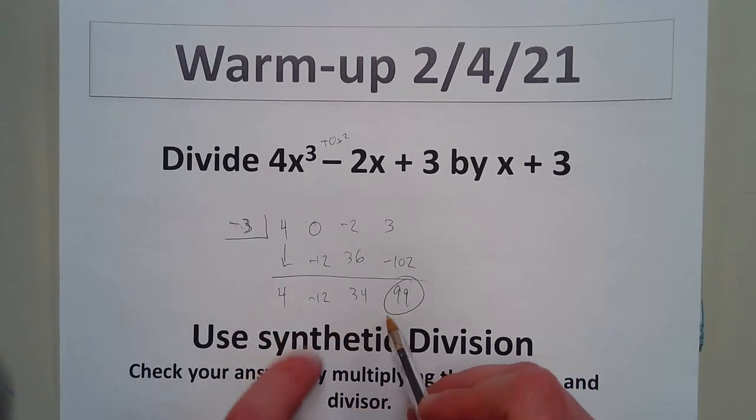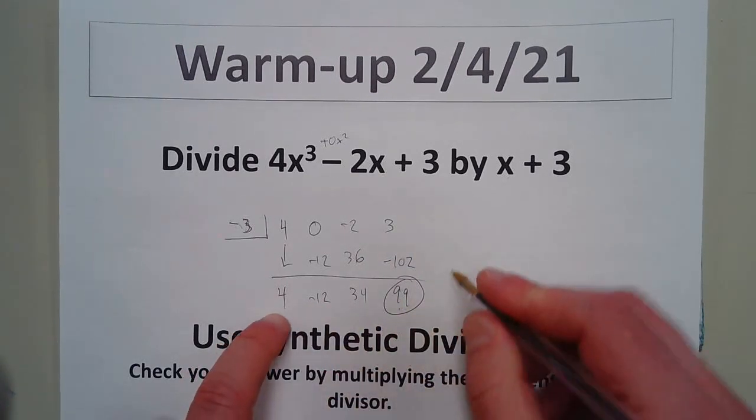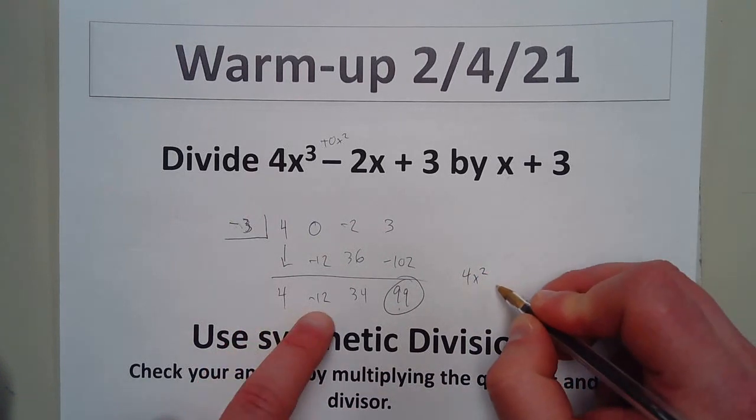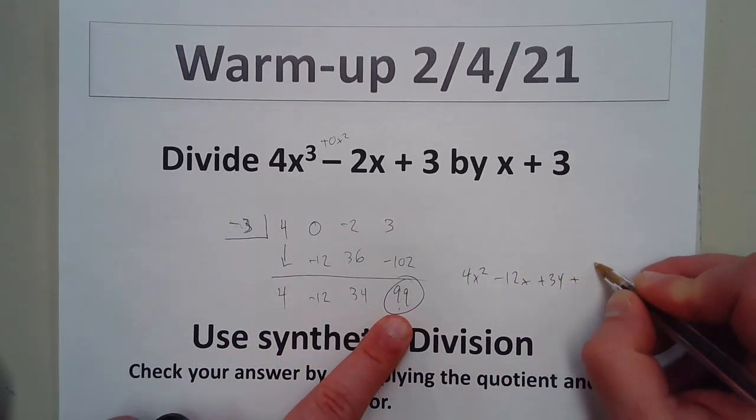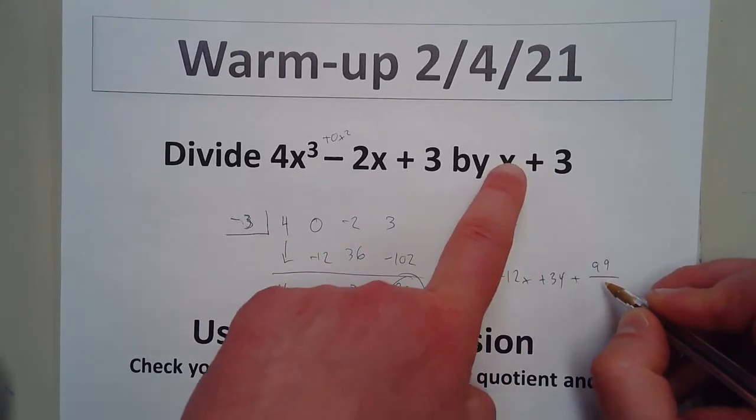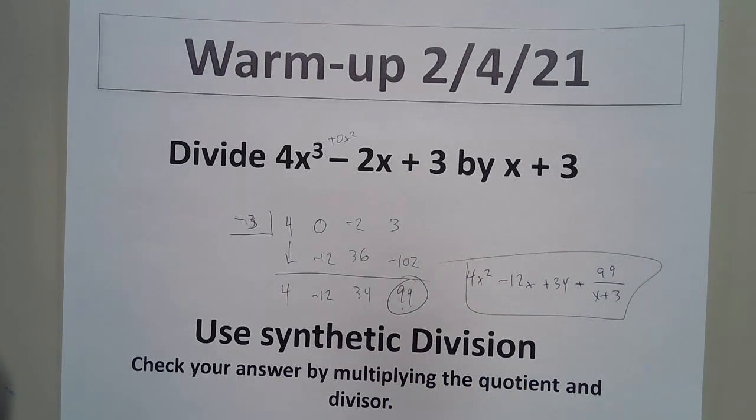I always read it right to left. So we go remainder, constant, x to the first, x to the second. So this is going to be 4x to the second minus 12x plus 34, remainder of 99 over the divisor. So that's going to be our answer. You can check this with the distributive property, where you distribute this with this, and that does work.